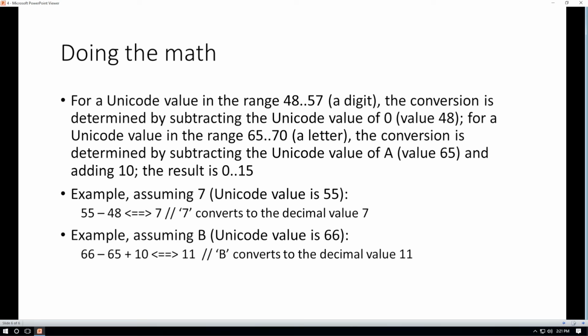I've explained this math. Here's a quick review of it. For example, the digit 7, Unicode value 55. We subtract the Unicode value of the digit 0, and we come up with 7. Assuming letter B, whose decimal equivalent is 11, it is encoded as value 66. The capital letter A has Unicode value 65. We subtract that from 66, answer 1. We add 10, result 11. B converts to decimal value 11.